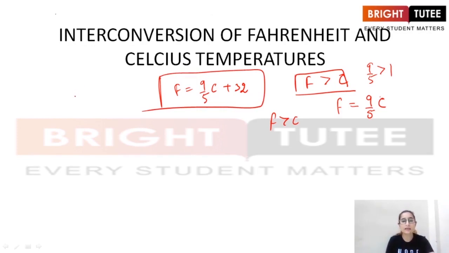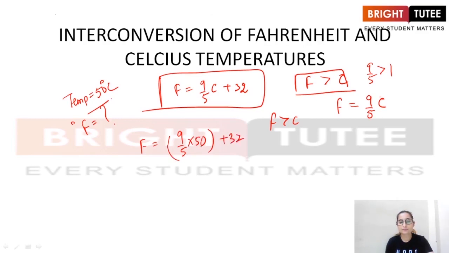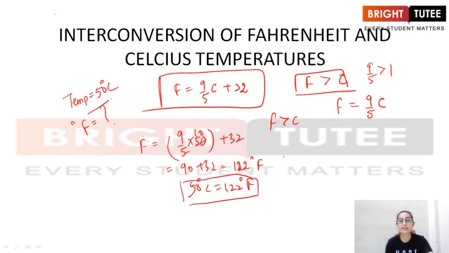Taking another example, for example, the temperature has been given to you as 50 degrees Celsius. You have to calculate it in degrees Fahrenheit. What is the value? Putting the values again, 9 by 5 into 50 plus 32. This is simply 10 times 9, 90, plus 32 is equal to 122 degrees Fahrenheit. So basically 50 degrees Celsius comes out to be 122 degrees Fahrenheit. As you can see students, the value in degrees Celsius was 50 only and the value in degrees Fahrenheit is 122. So the value of Fahrenheit comes out to be greater than the Celsius value always, right? This is something that you have to learn.